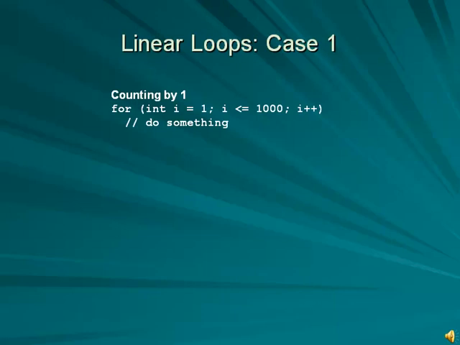Here's a simple counting loop. Let's imagine that the goal in this program is to get I from 1 to 1,000. Obviously, the loop will require 1,000 iterations. On the next screen, let's make a small change.